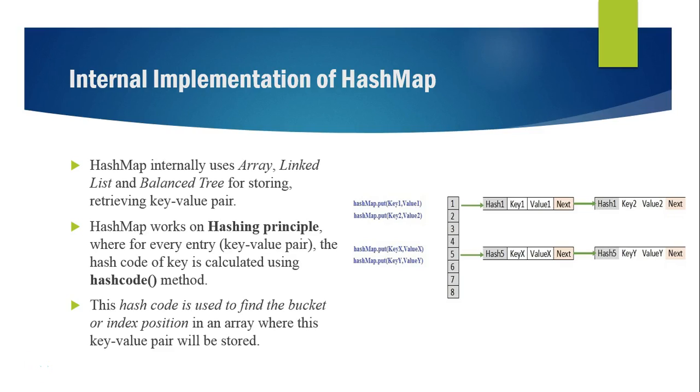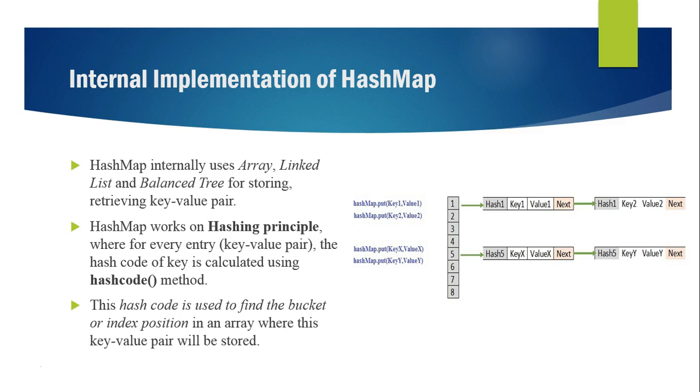Hi and welcome to the new chapter where we will try to understand the internal implementation of a HashMap data structure. This happens to be a very frequently asked interview question during the data structure interview round. A HashMap internally uses array, linked list and balanced tree data structures for storing the key value pair.